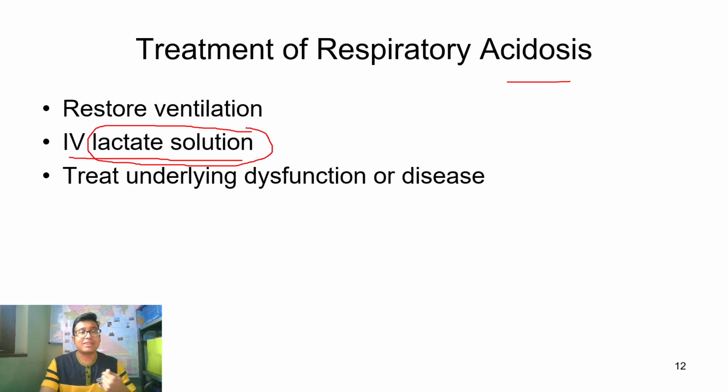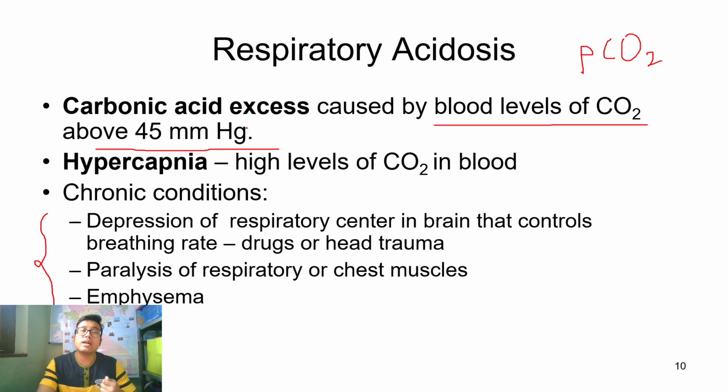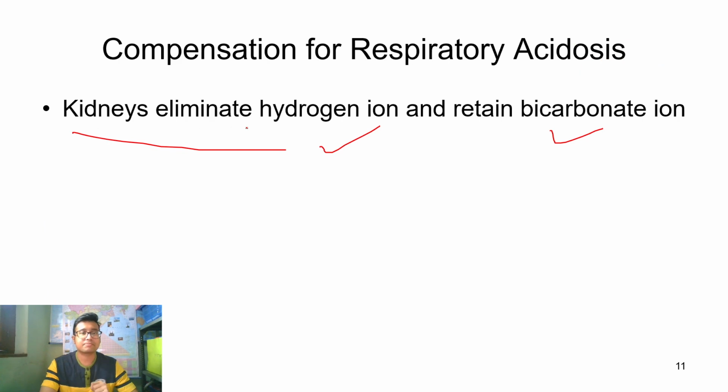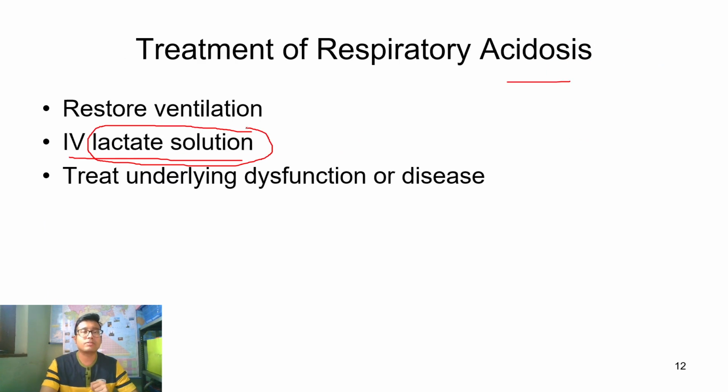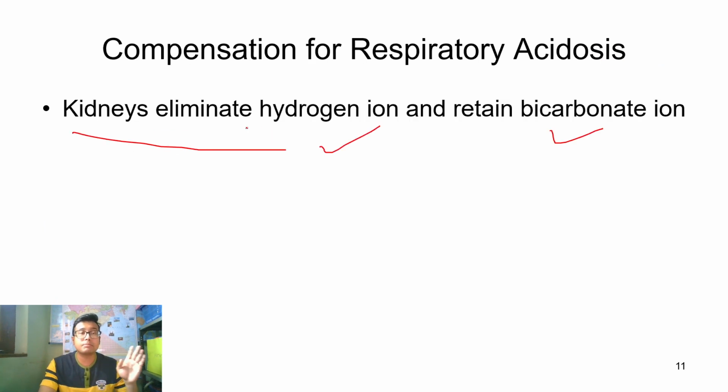Now let's go to the next slide. So one and only one thing to remember in case of respiratory acidosis, PCO2 above 45. And treatment of respiratory acidosis is by IV lactate. Remember, compensation is by metabolic. Don't confuse compensation with treatment.